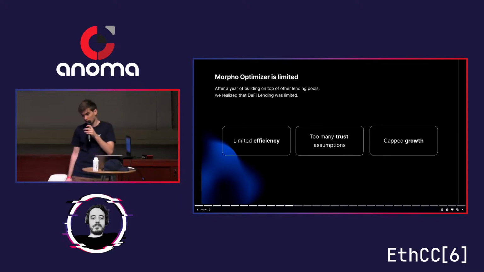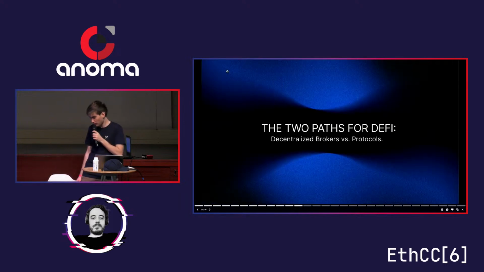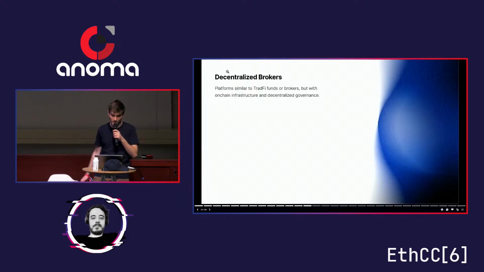And so we literally spent the last year thinking about what could be the next way for decentralized lending. One of the first things we realized is that there are literally two ways DeFi lending could go. You have the decentralized brokers path, and you have the protocols path. And this does not only apply to DeFi lending, it applies to DeFi as a whole.